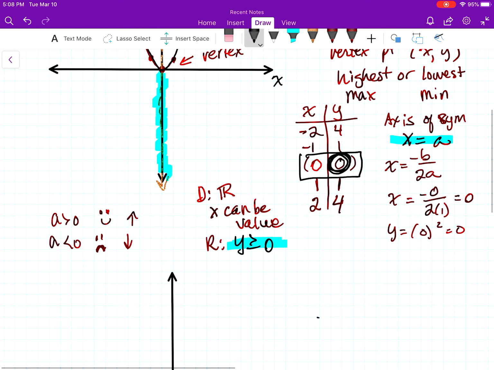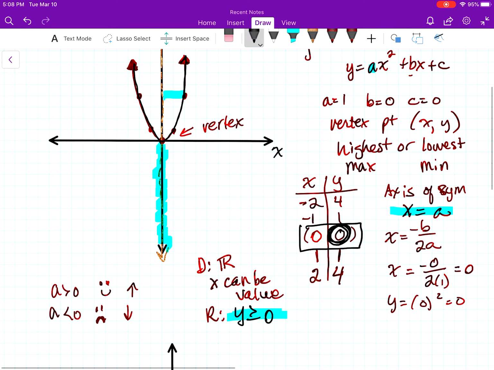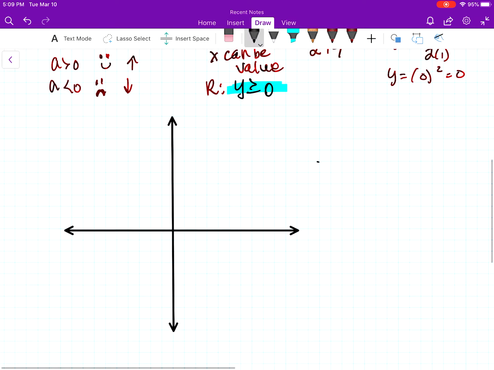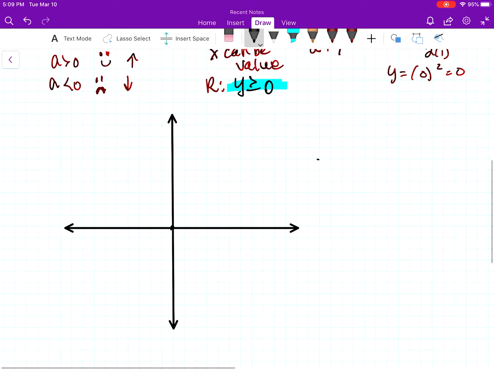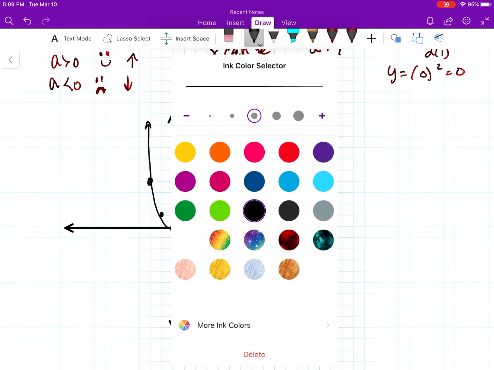Okay, so I'm going to start with another quadratic equation. Now, this is our parent function up here, y is equal to x squared. And I'm going to go ahead and graph it just because I want you to see it on the graph. Okay, this is our parent function. Okay, this is our function y is equal to x squared.